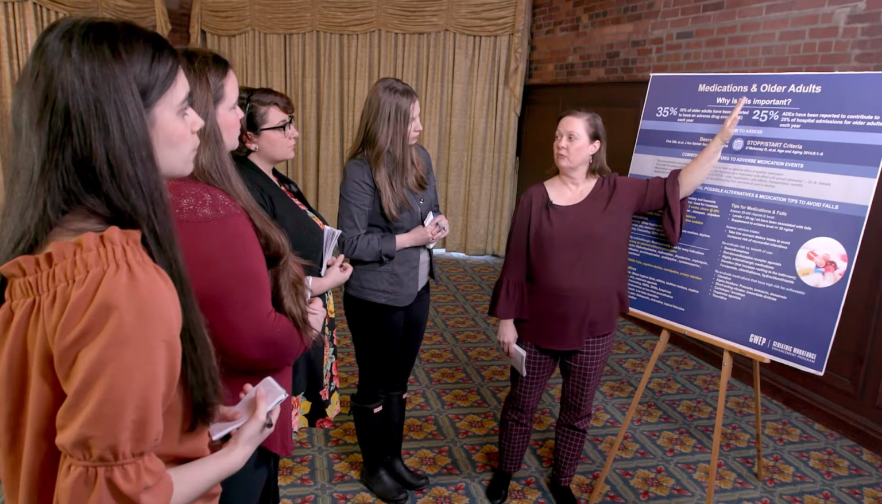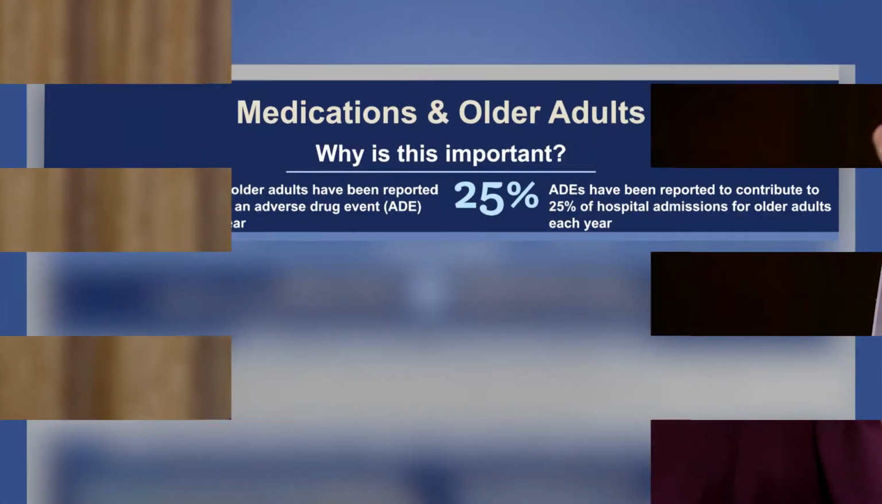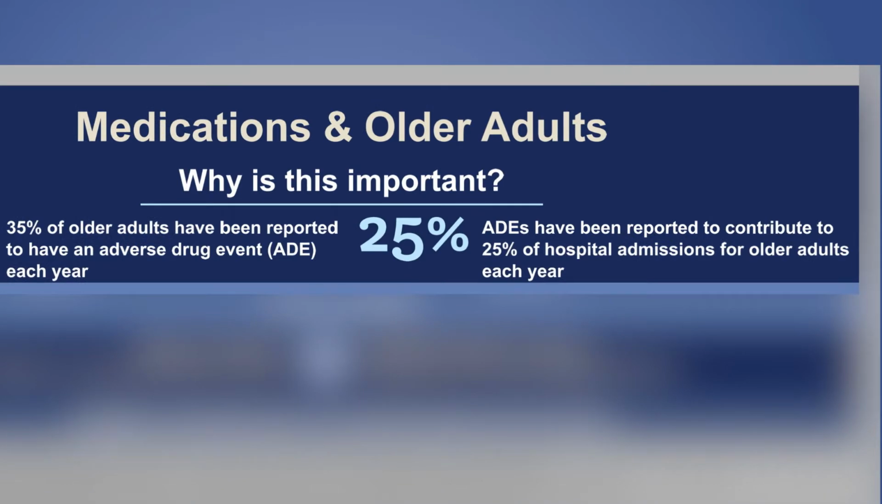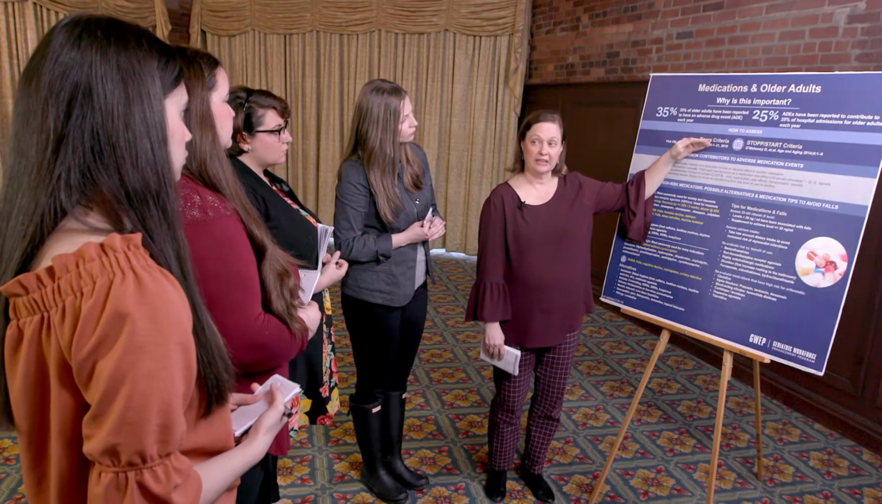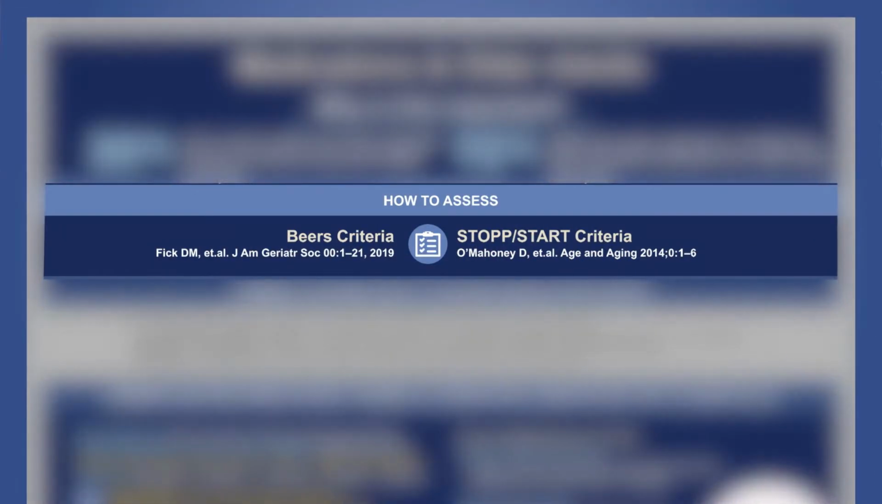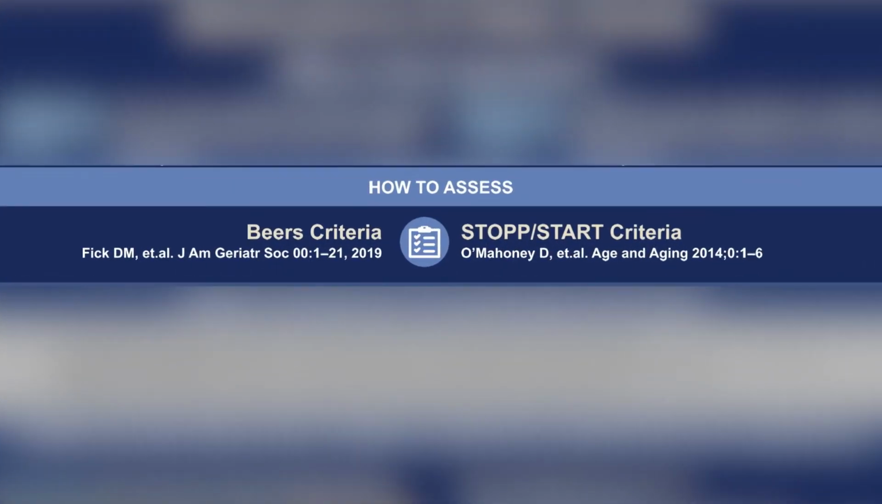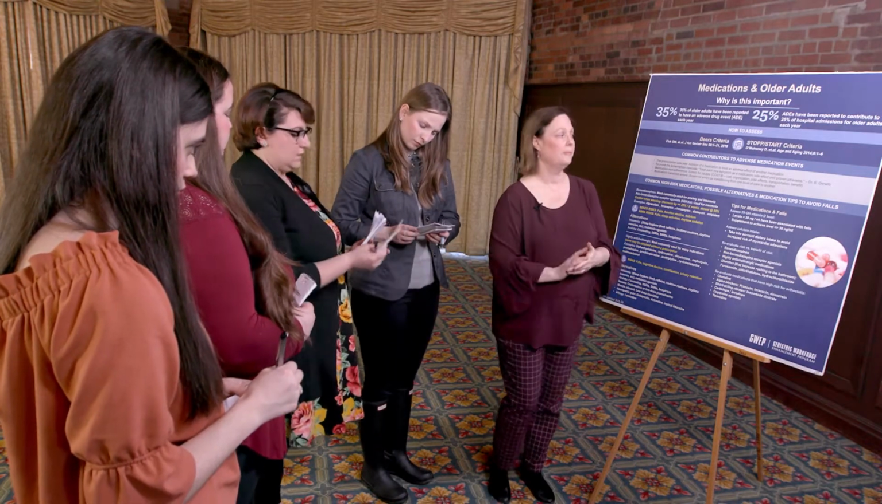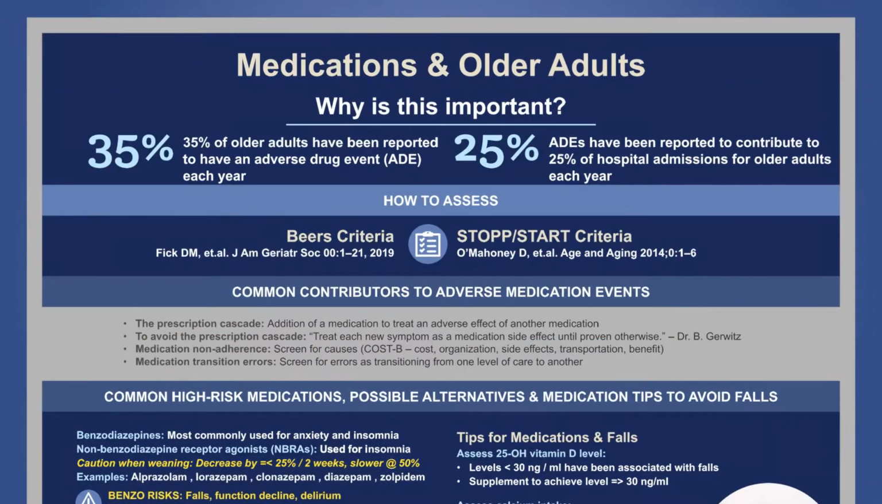For older patients that are admitted to the hospital, about a quarter of them, or 25%, will have been admitted due to an adverse medication event. So we know these happen a lot. There are a couple of references that are available to help you decide which medications older patients are more likely to have problems with. One is the Beers criteria, and I do have a pocket guide for the Beers criteria that I will pass out to you. Another is the STOPP and START criteria.